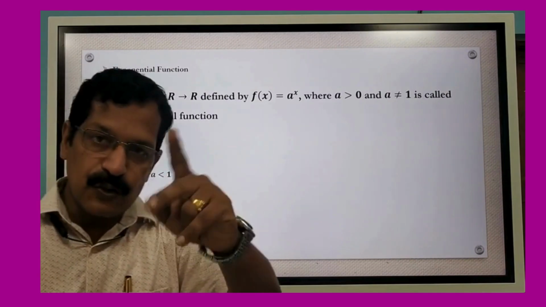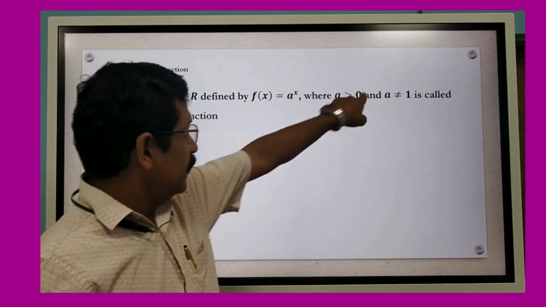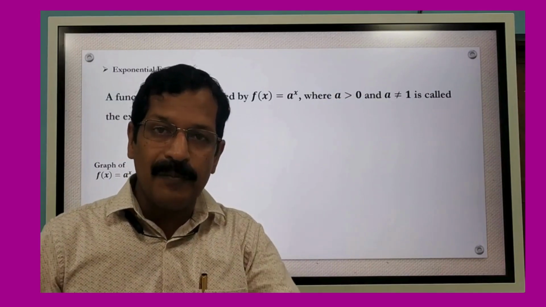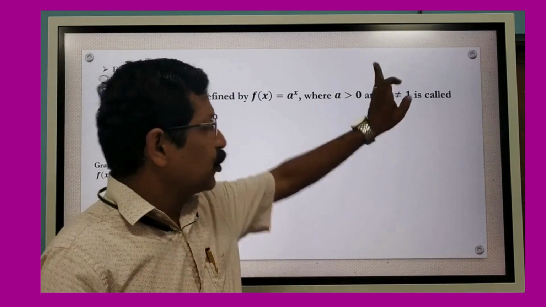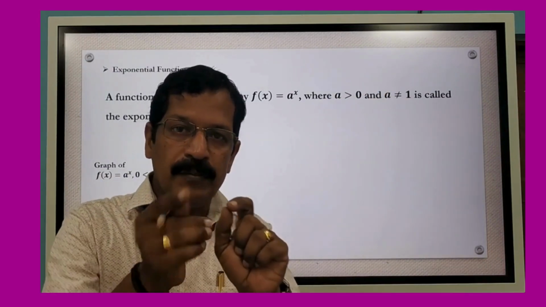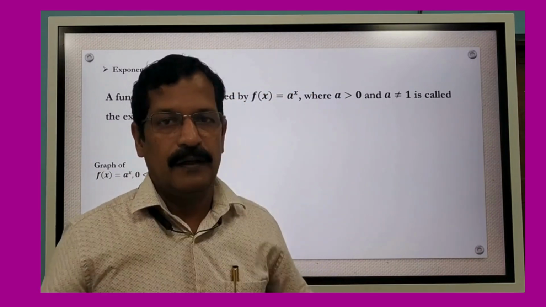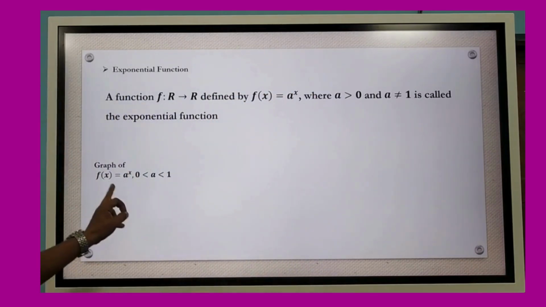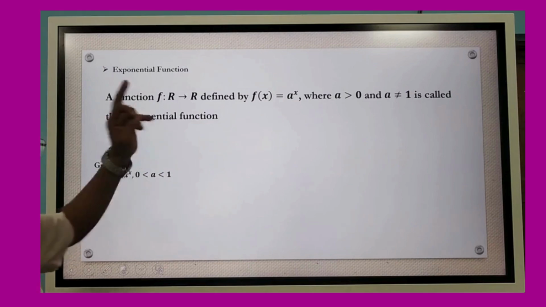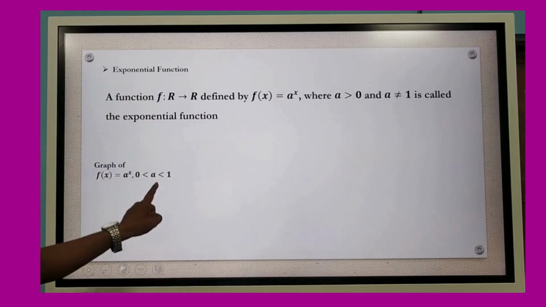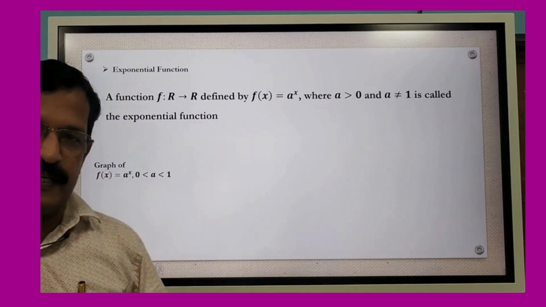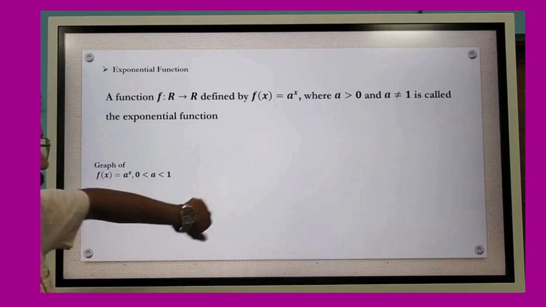Now there are two conditions. Why? Because a is greater than 0 means a can be between 0 and 1, and a is not equal to 1 also. So a can be between 0 and 1. Otherwise a can be greater than 1. So first condition, first case, when a is between 0 and 1, that is f of x is equal to a raised to x, where 0 less than a less than 1.